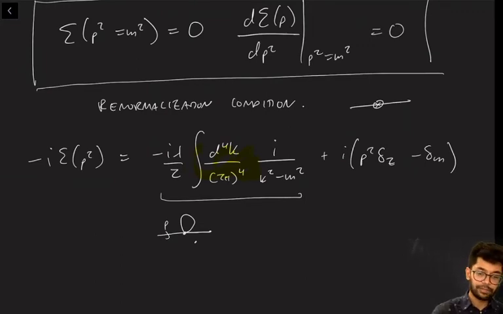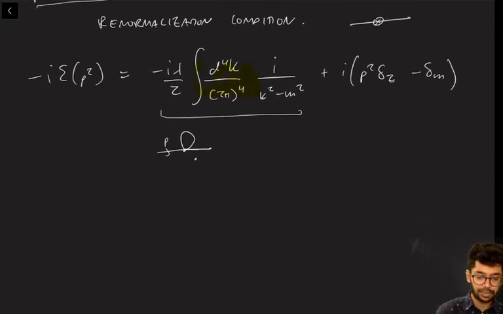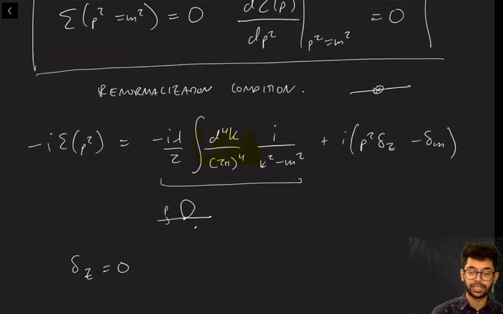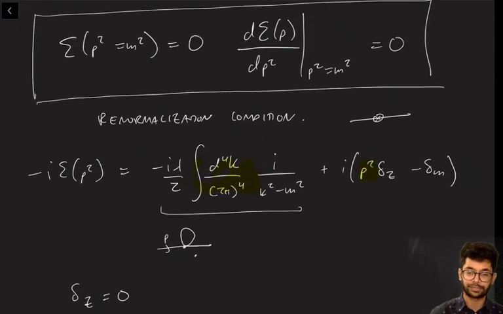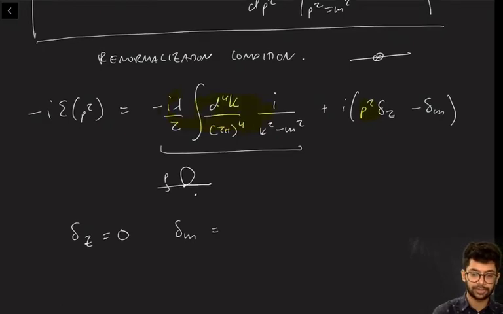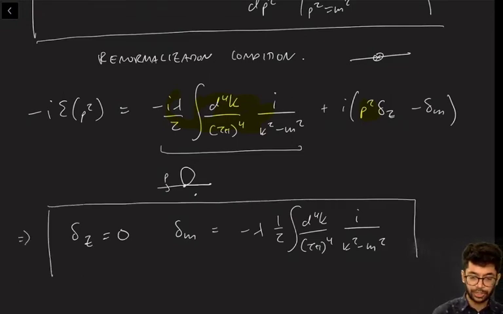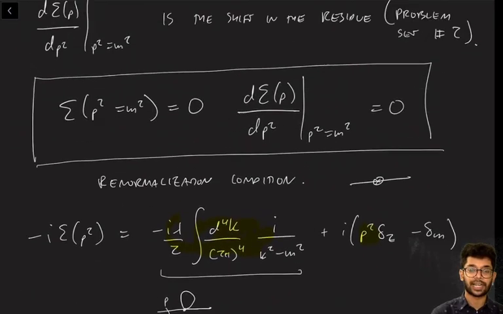In fact, we can immediately see that we can satisfy the renormalization condition here if we just set delta z equal to 0, because the only thing that depends on p is this term over here. And we should also set delta m equal to negative this thing to cancel it out. So if we have delta m equal to minus lambda 1/2 integral d^4k over (2 pi)^4 of i over k squared minus m squared, then this choice of the counterterms, delta z and delta m, satisfies this renormalization condition.